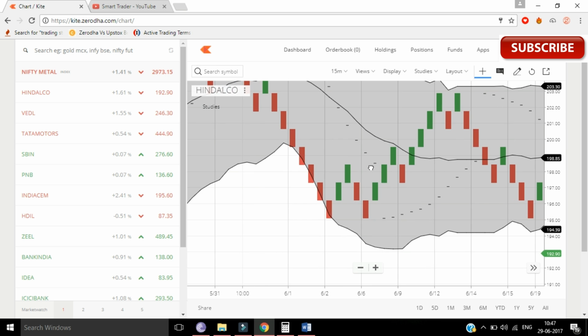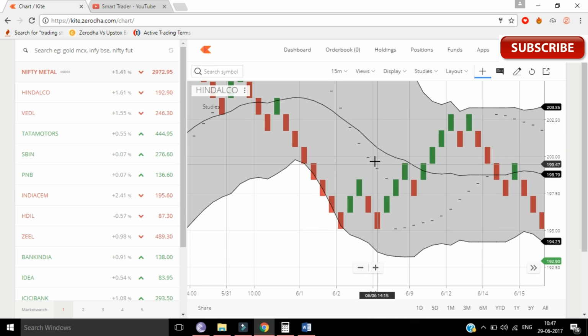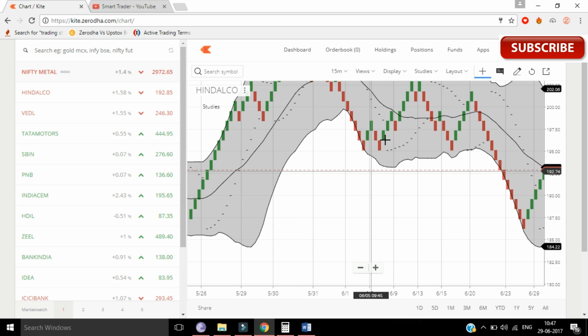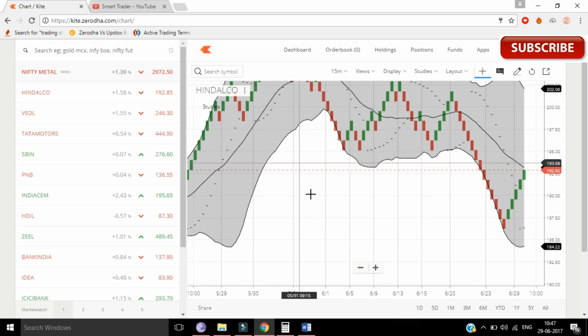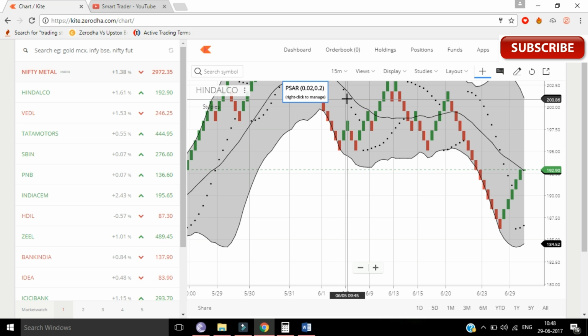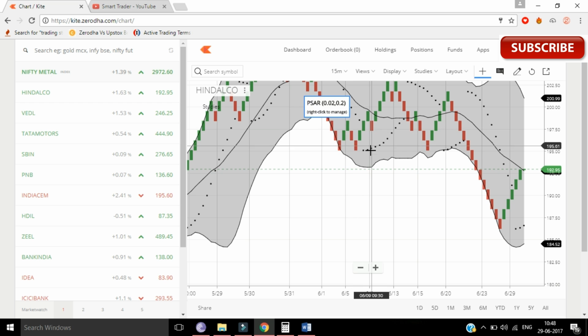Same way, next day, if you see over here, short here, below the Bollinger line, short here, 198 to 195, 3 rupees.